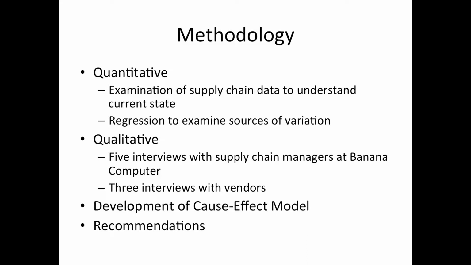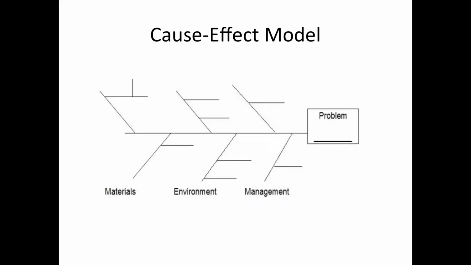So let's show you the final cause-effect model. So we can see here, this is what's called a fishbone diagram. And the problem that we identified here is lead time variation. And there's lots of different potential sources, including the materials, the environment, and the management. And there's going to be some secondary causes as well within each of these primary causes.